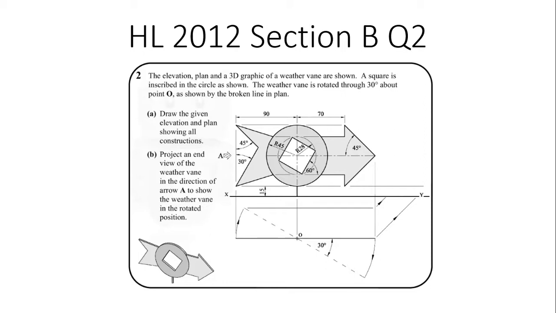Part A is to draw the given elevation and plan showing all constructions, basically what you have here. And then part B is to project an end view of the weather vane in the direction of arrow A to show the weather vane in the rotated position. So basically when it looks in this way here after being tilted at this angle.